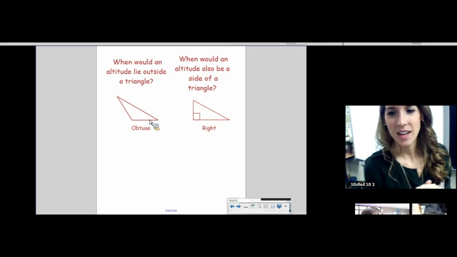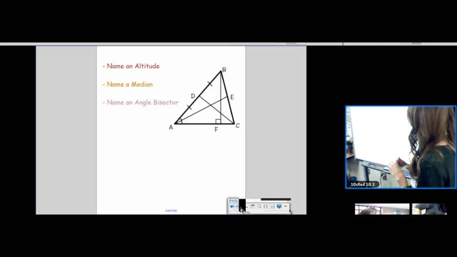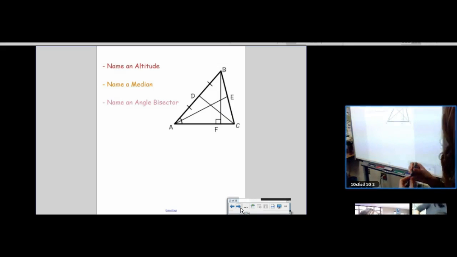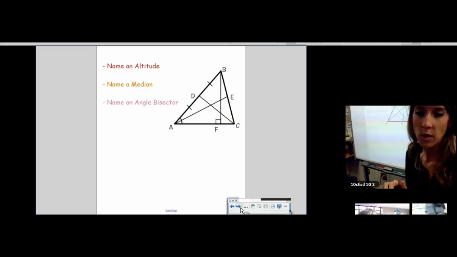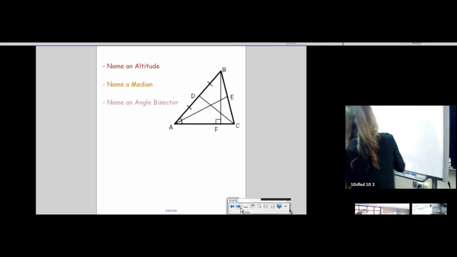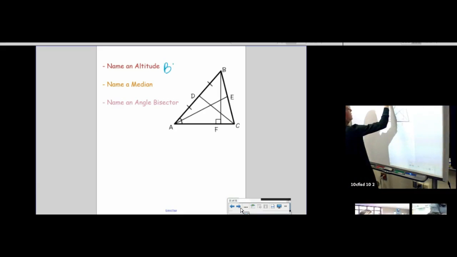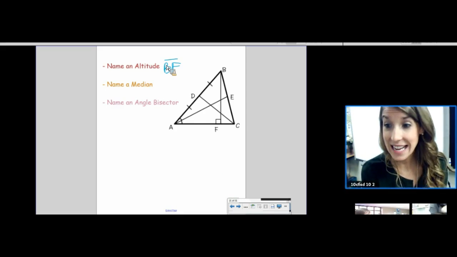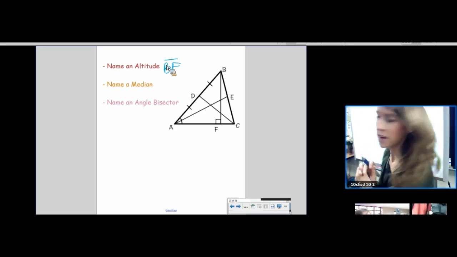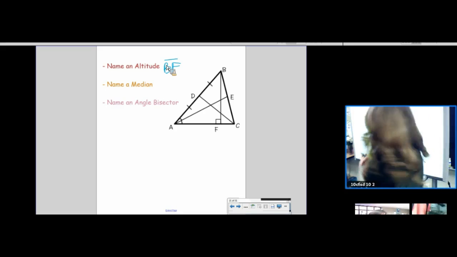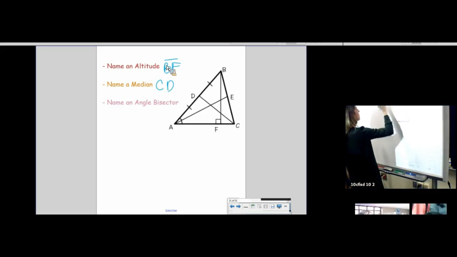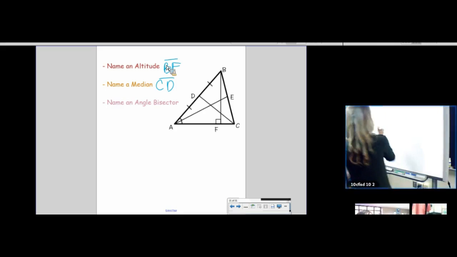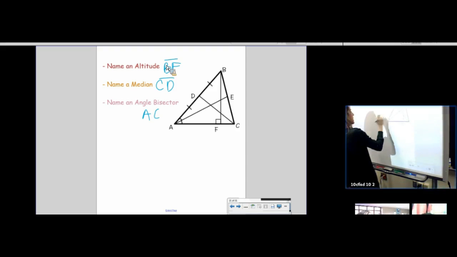Okay? Going to move on because we need to get to some examples, and I know some of y'all already have to leave. All right, name an altitude. Which one's the altitude? We learned that an altitude is perpendicular to the opposite side, BF. Name a median. We learned that a median goes through the midpoint of the opposite side. Name an angle bisector. Yep. Cuts the angle into 2 congruent angles, AE. Moving on.